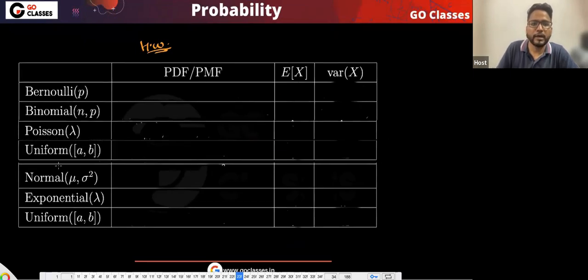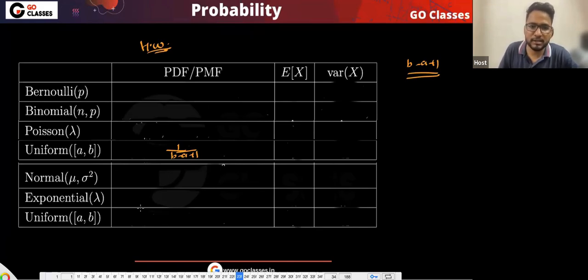Okay. And then this is discrete. Then what is the PMF for this? I think it is 1 upon B minus A plus 1. How many numbers are there? B minus A plus 1 numbers are there, right? And every number has equal probability, so it is 1 upon B minus A plus 1. And we just write all of this PMF and PDF.